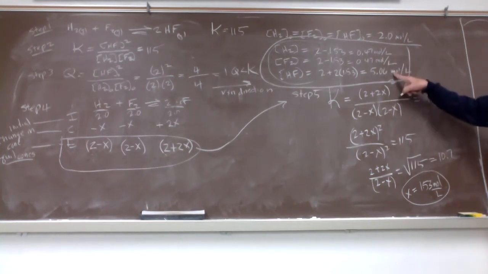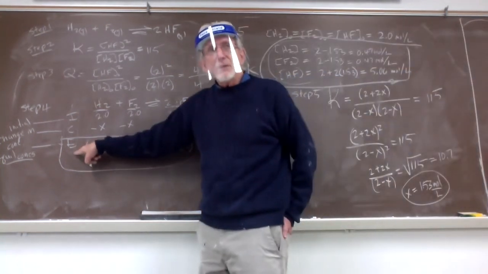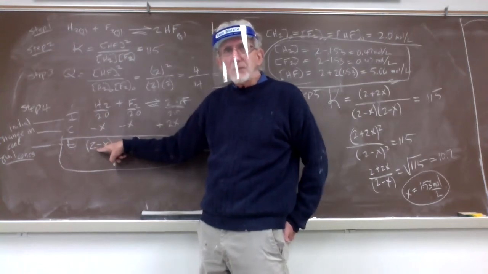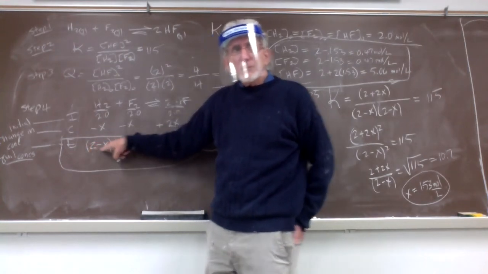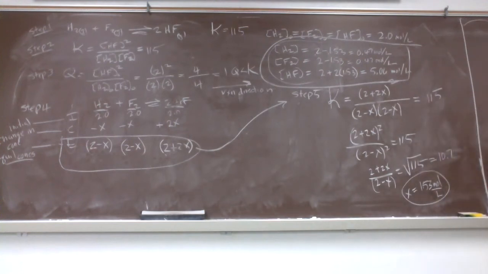These are the concentrations at equilibrium. That's what these are. Remember that E in that table is saying the equilibrium concentration for each reactant and product. I didn't use that. I'm just making sure.